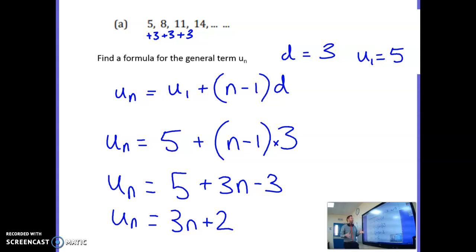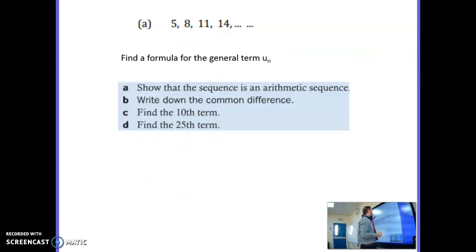It's very useful because we can work backwards and forwards. If we've got parts of a sequence, we can use this formula. So that is one to learn. Let's have a look at another question. Find a formula for the general term. We did that and we found that Un was 3n plus 2. Show that this sequence is arithmetic.